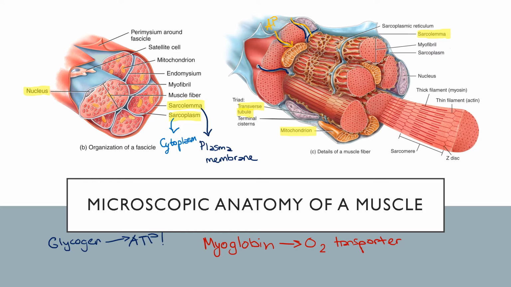Now, these are going to be the contractile muscle proteins. Here we have a sarcomere. The sarcomeres are going to be the contractile units within the muscle fiber. So this is going to be the smallest unit that contracts within the muscle fiber. And here we have these little contractile muscle proteins, myosin and actin, within the sarcomere.